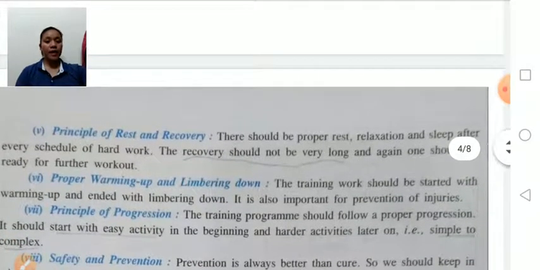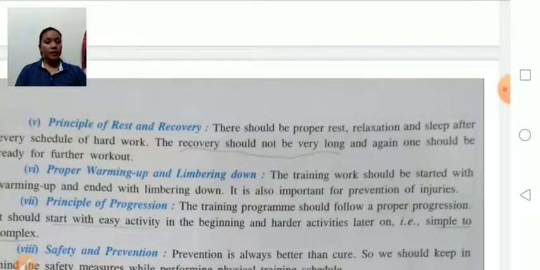Principle of rest and recovery. There should be proper rest, relaxation and sleep after every schedule of hard work. After doing any hard activity, hard workout, we should take proper rest. But the rest and recovery periods should not be very long. Okay, we should take a rest, but the rest period should not be very long. And after the rest and recovery, he should again be ready for the workout. So we should follow the proper rest and recovery principle.